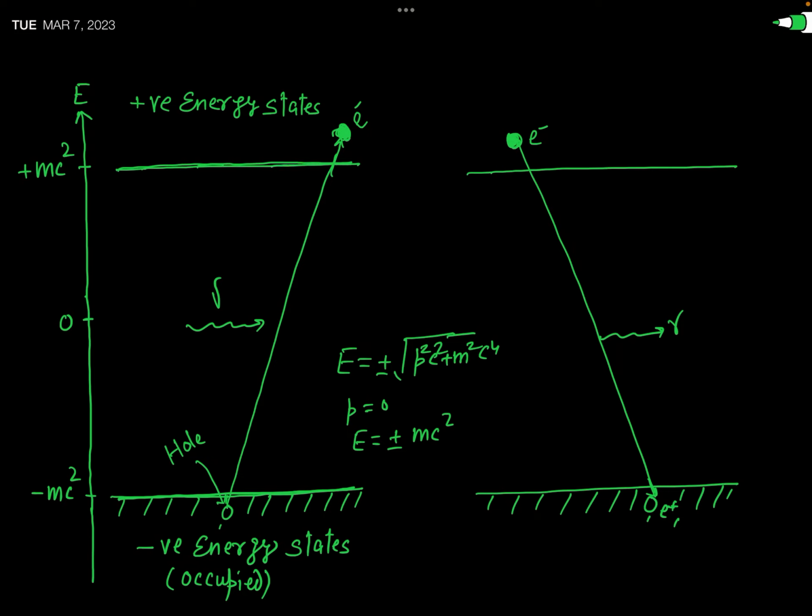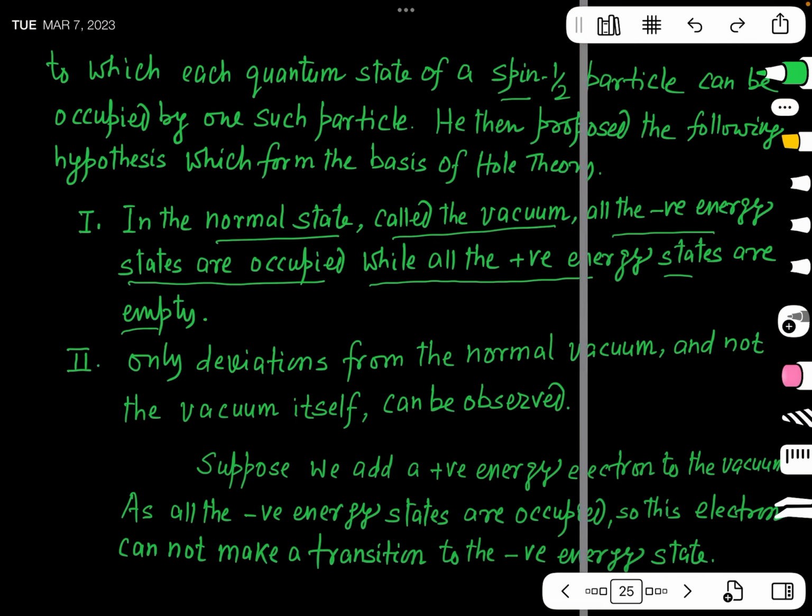Okay. So according to Dirac's first postulate, this negative energy state is completely filled with electrons. It is completely occupied by the electrons, while in the normal condition, this positive energy state is completely empty. This was actually the first postulate of Dirac. Okay.